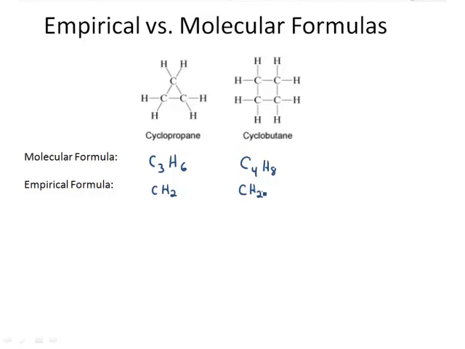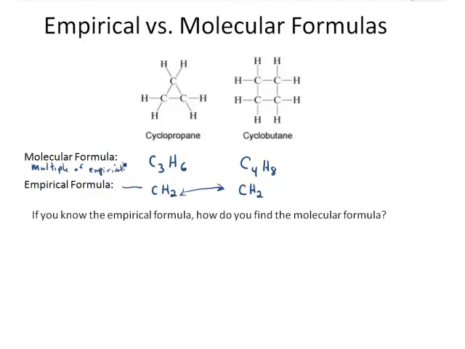So these 2 compounds are different compounds, they have different boiling points, different melting points, different properties. They're different things, but they have the same empirical formula. So that's the difference between an empirical formula and a molecular formula. The molecular formula is always a multiple of the empirical formula. That multiple might be equal to the empirical formula, or twice it, or 3 times it, or 4 times it, etc.